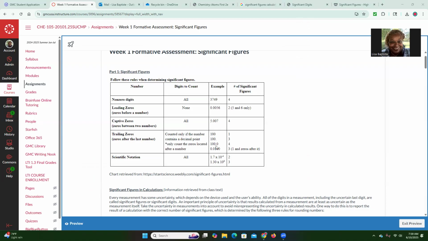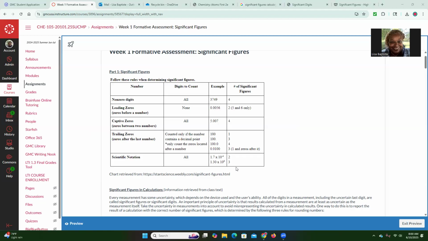If we add a zero after the decimal, so we have 100.0, even the zero after the decimal is still significant because it's still a trailing zero. So we have four. If we have 0.0100, these zeros in front, those are our leading zeros. Remember, they're not significant, but the trailing zeros, because that decimal is there, are significant. So the 100 at the end, those are significant, giving us three significant figures.